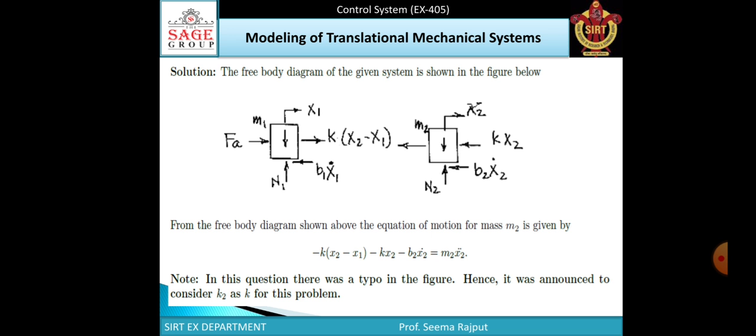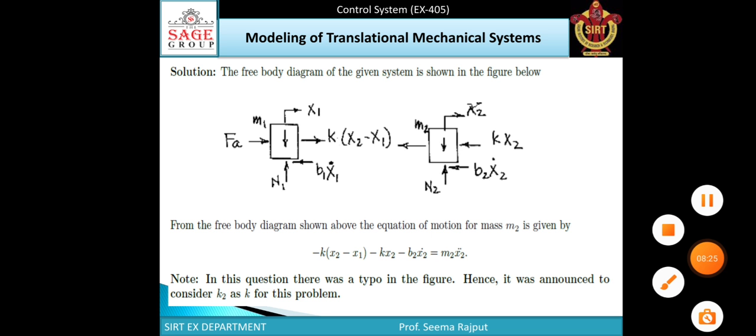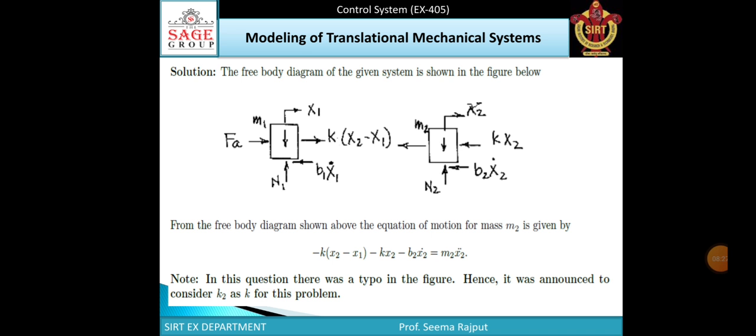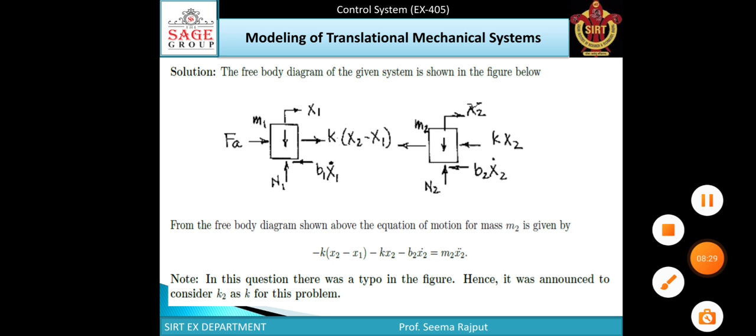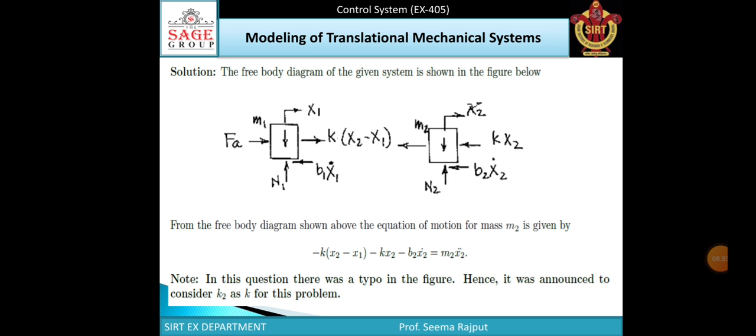Now in the next class we will discuss the block diagram representation of the system. Is that clear to all?